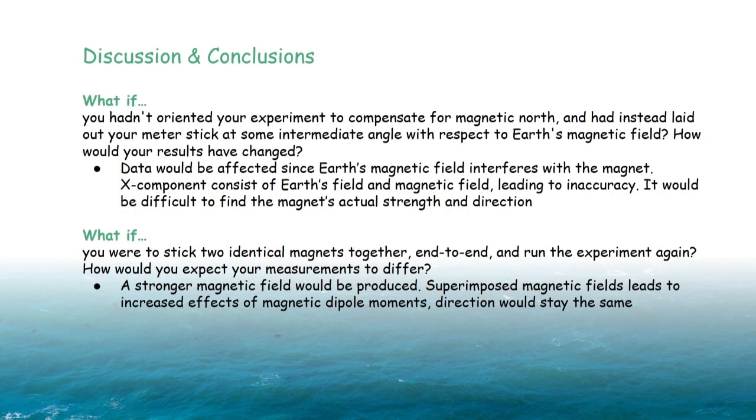What if we hadn't oriented the experiment to compensate for magnetic north and had instead laid out the meter stick at some intermediate angle with respect to Earth's magnetic field? How would the results have changed?